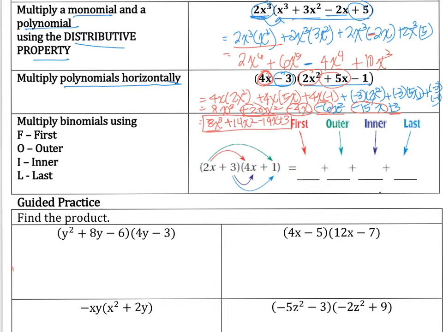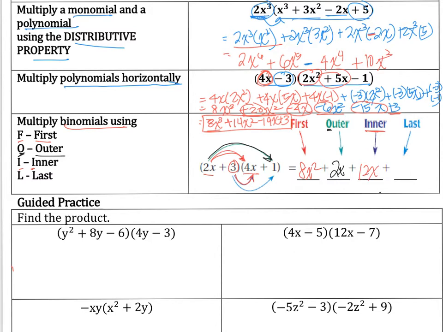Okay, now I'm going to teach you how to multiply binomials using the FOIL method. F stands for the first terms given two binomials. So 2x times 4x makes 8x squared. And then 2x times 1 gives you the outer. So O for outer. Okay, and then the next one, we have the inner. 3 times 4x, which makes 12x.